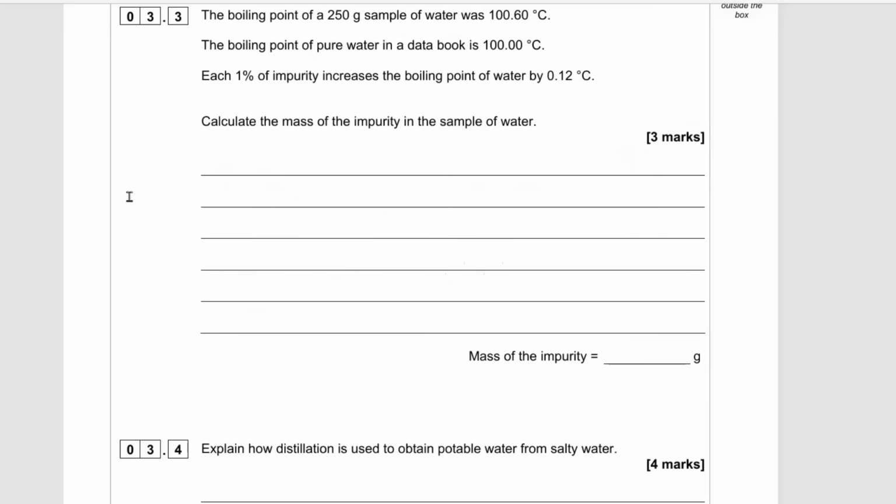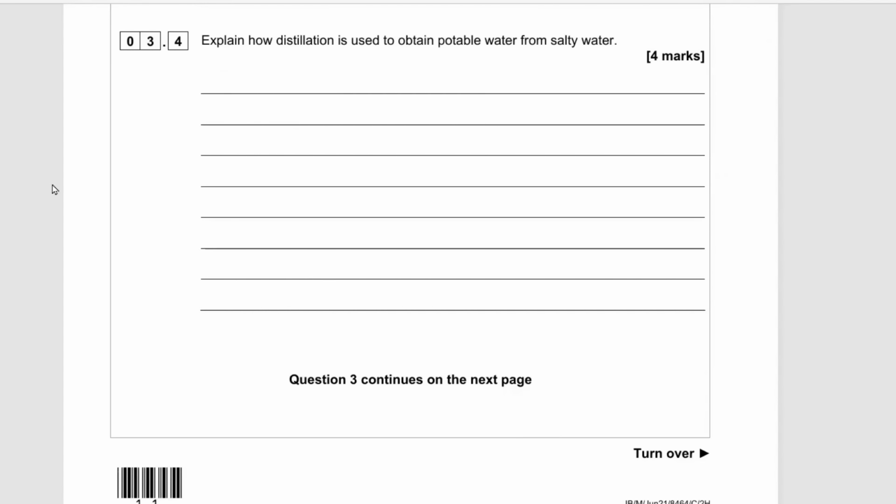All right, guys, let's continue with a walkthrough. So let's look at 3.4. Explain how distillation is used to obtain potable water from salty water. So distillation, this is where we're going to heat the water up. And when you heat the water up, it's going to evaporate. What's it going to turn into? It's going to turn into water vapor, which is a gas. It's going to turn into steam or water vapor. And then rather than letting that water vapor escape and leave the salt behind, we need to collect that water vapor. And we use something called a condenser.